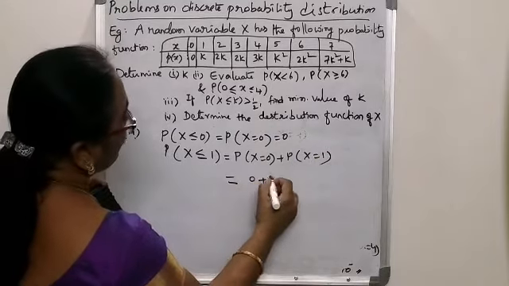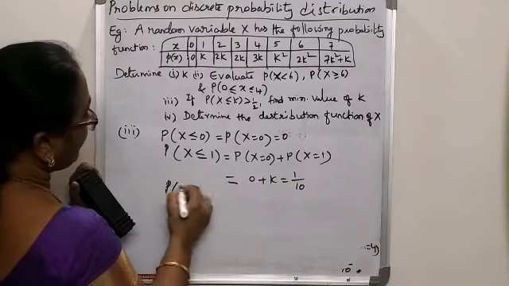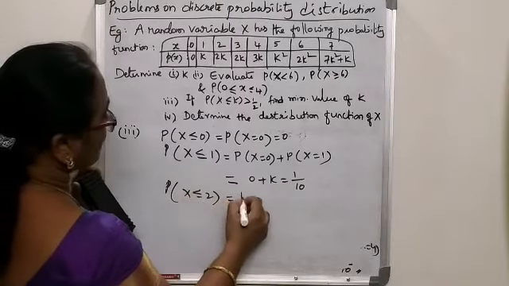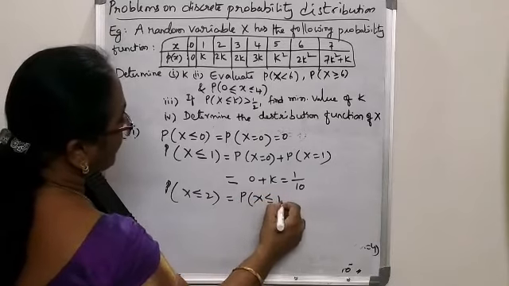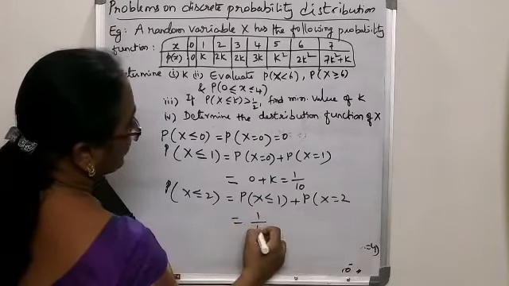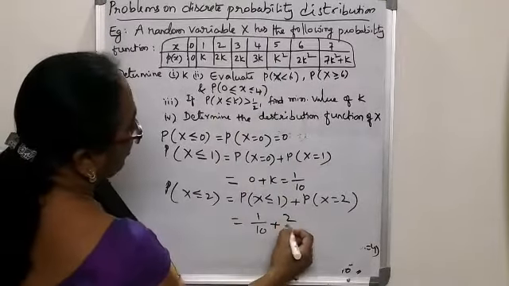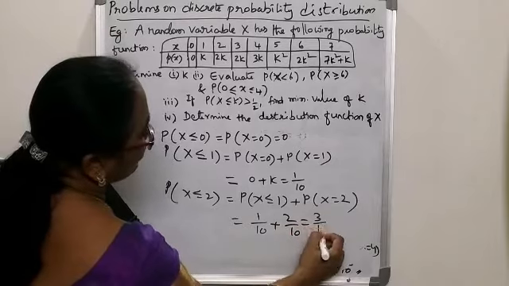It is 0 plus k, which is 1 by 10. Similarly, P of x less than or equal to 2 is P of x less than or equal to 1 plus P of x equal to 2, which is 1 by 10 plus, at x equal to 2 we have 2k, it is 2 by 10, so 3 by 10.